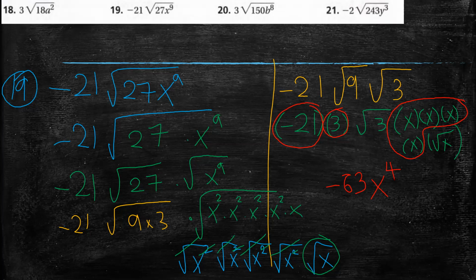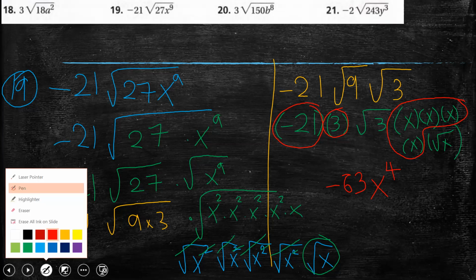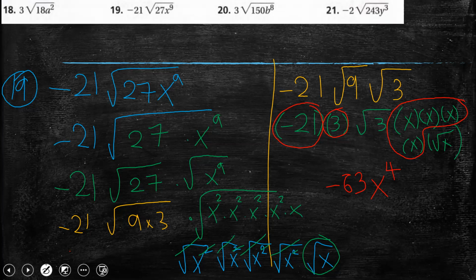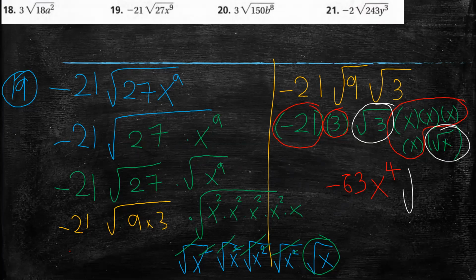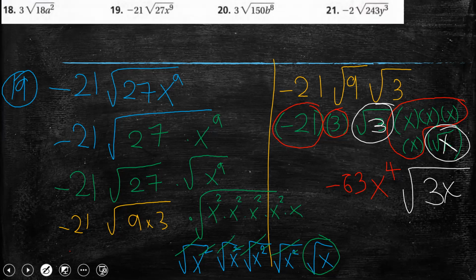Then, after I finished the numbers and the variables without square root, I will go now to the numbers under the square root. What are the two things under the square root? 3 and x. Exactly. I write them as one square root, then I combine them. Let's multiply 3 by x. What did you get? 3x. So this is the answer. This is the simplified form of negative 21 square root of 27x to the power 9.